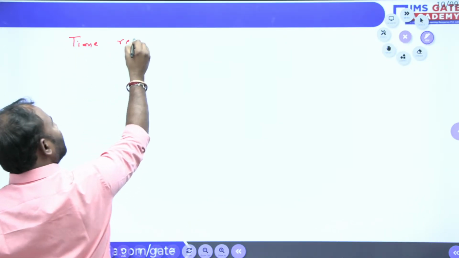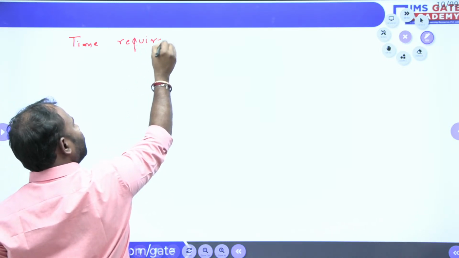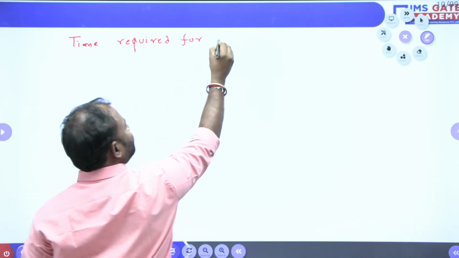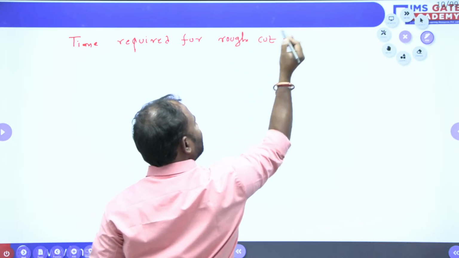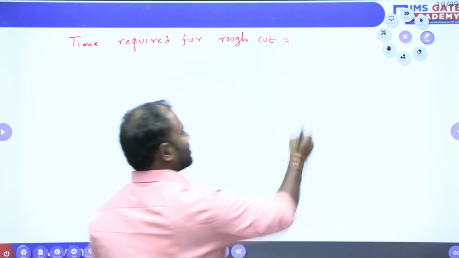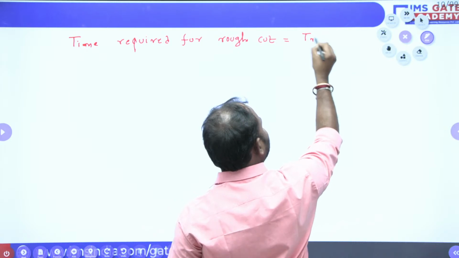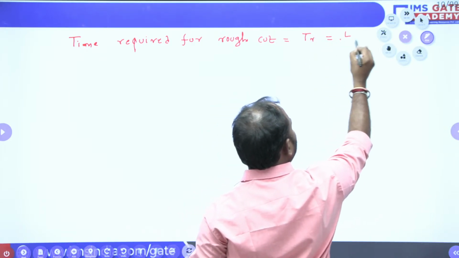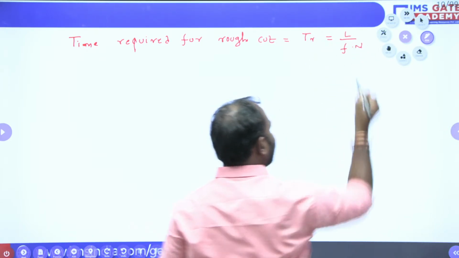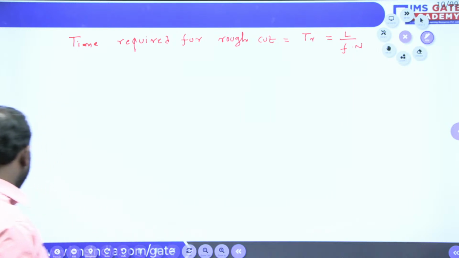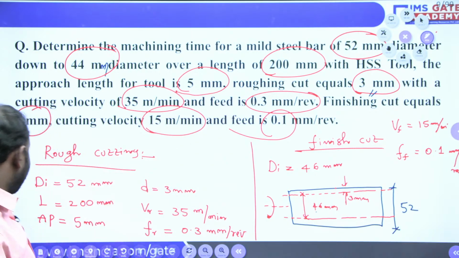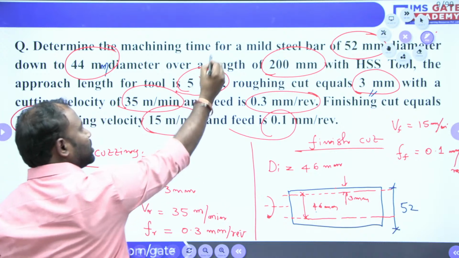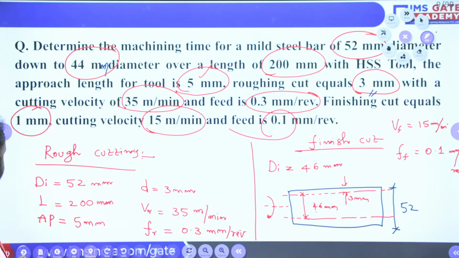Time required for rough cut. Obviously, we can denote it as TR, the time required for rough cut. That is equal to L by F into N. Now, what is the length of the job here, guys? The length of the job is given as 200 mm, right? But do remember, the approach is also given.